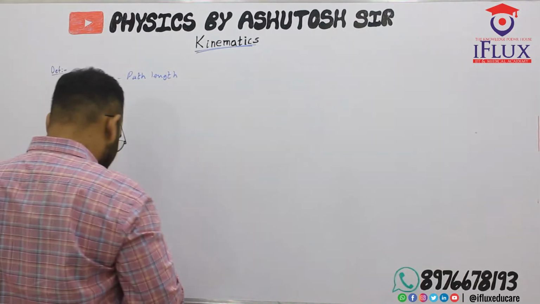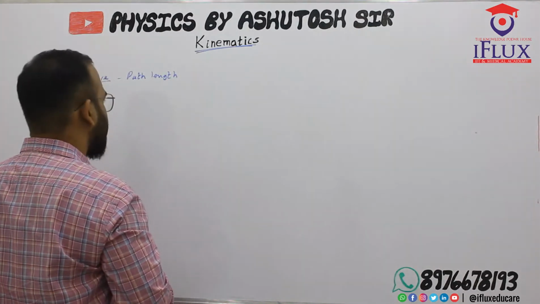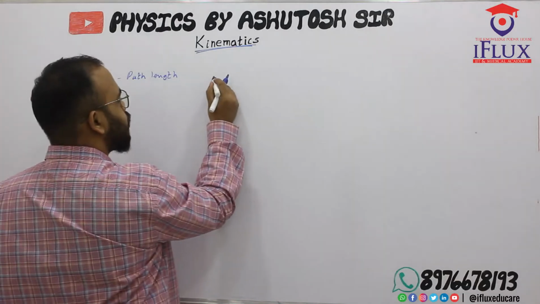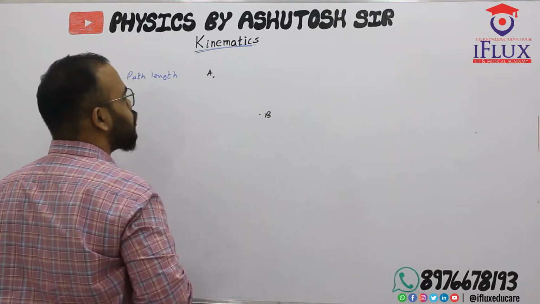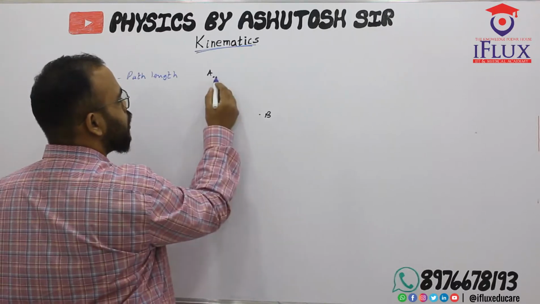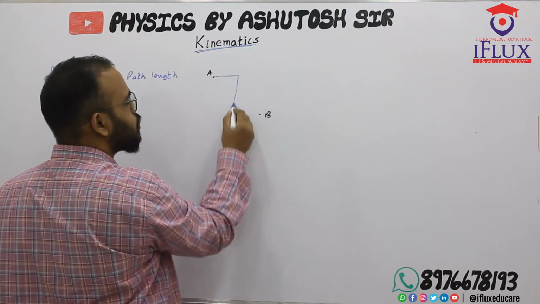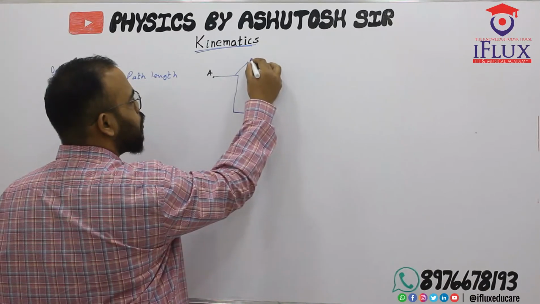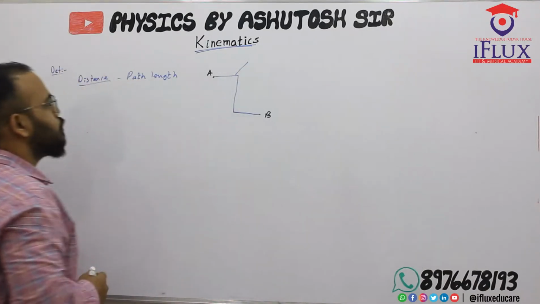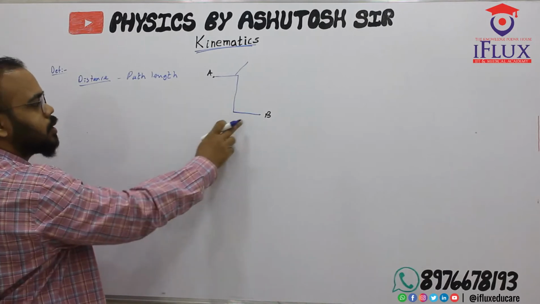So suppose this is my point A and this is my point B. The distance will be path length. If the man goes using this path, the length of this blue line will be my path length. So that path length will be distance. So distance will be this.